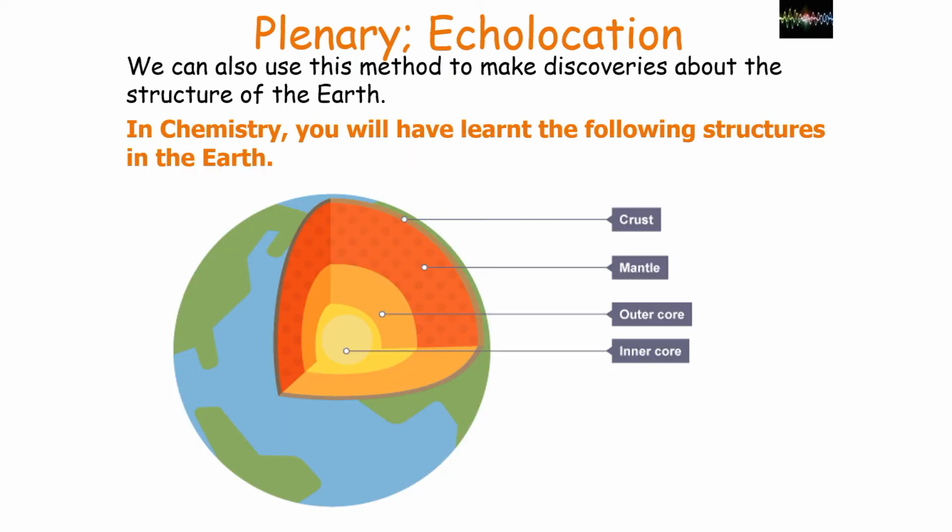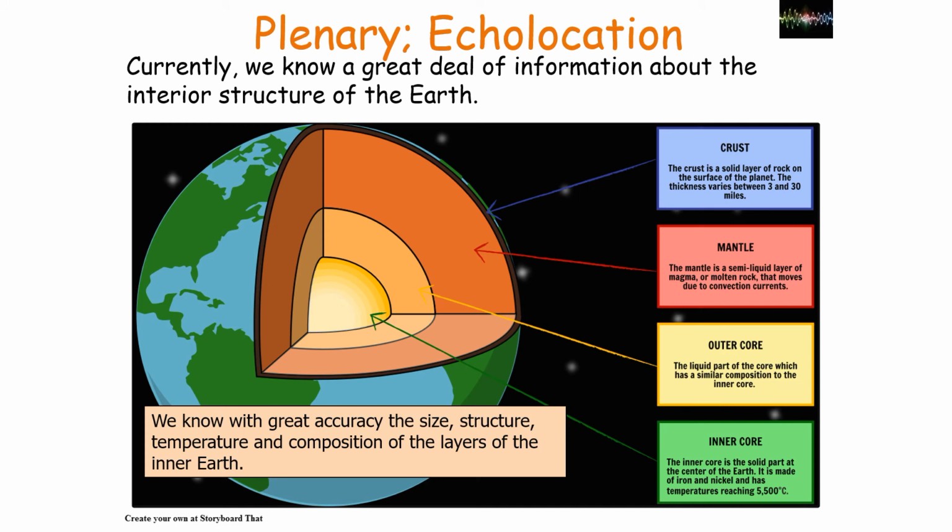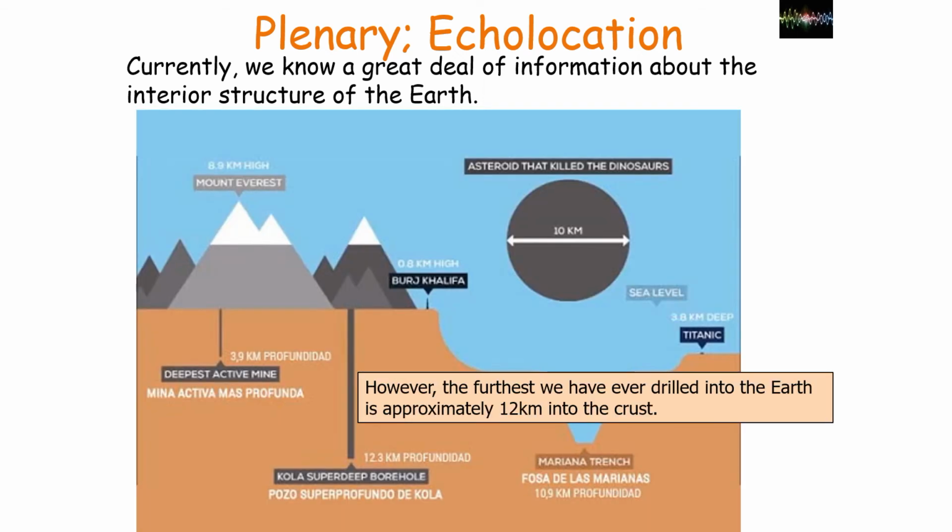Now, we can also use this method regarding waves to make discoveries about the structure of the Earth. Now, in chemistry, you've learned about the different parts of the internal structure of the Earth. So the crust, the mantle, the outer core, and the inner core. So we know with great accuracy the size, the structure, the temperature, and composition of the layers of the inner Earth. So we know all about the crust, the mantle, the outer core, and the inner core.